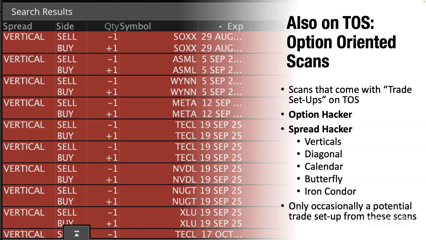And then you can sort of go down a rabbit hole here. You can do some sorting with it, and you can set this up for verticals and diagonals and calendars, butterflies, and iron condors. So there's lots of ways to use it, but you can also spend a lot of time and not really come up with a trade out of this. I've come up with very few directed trade setups using this.